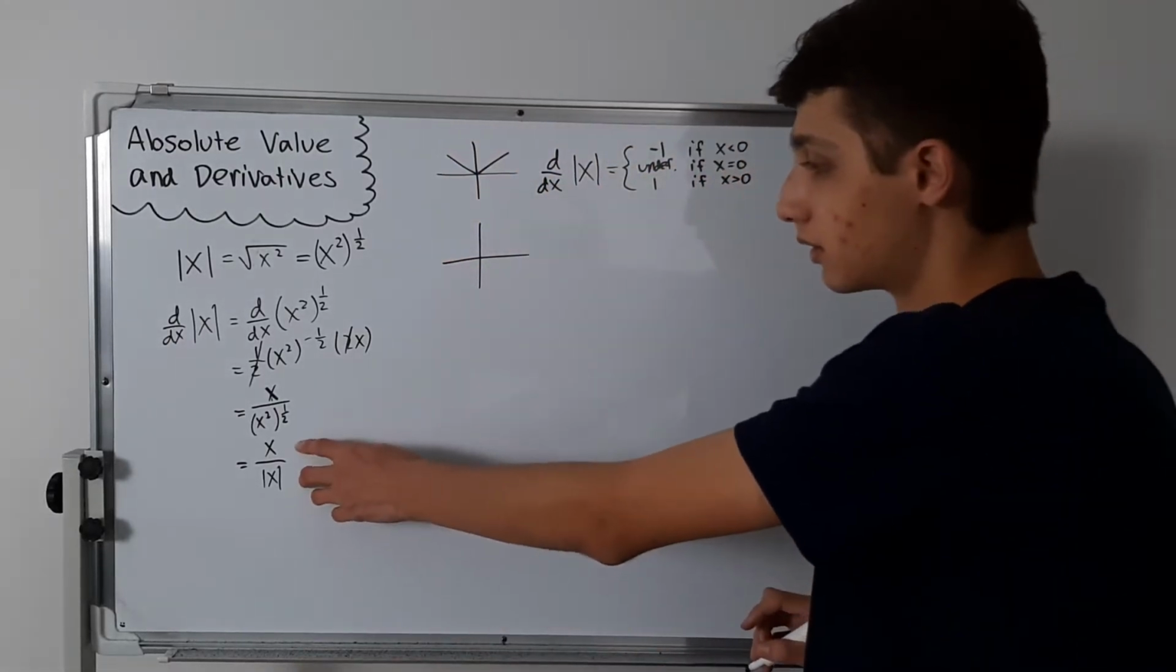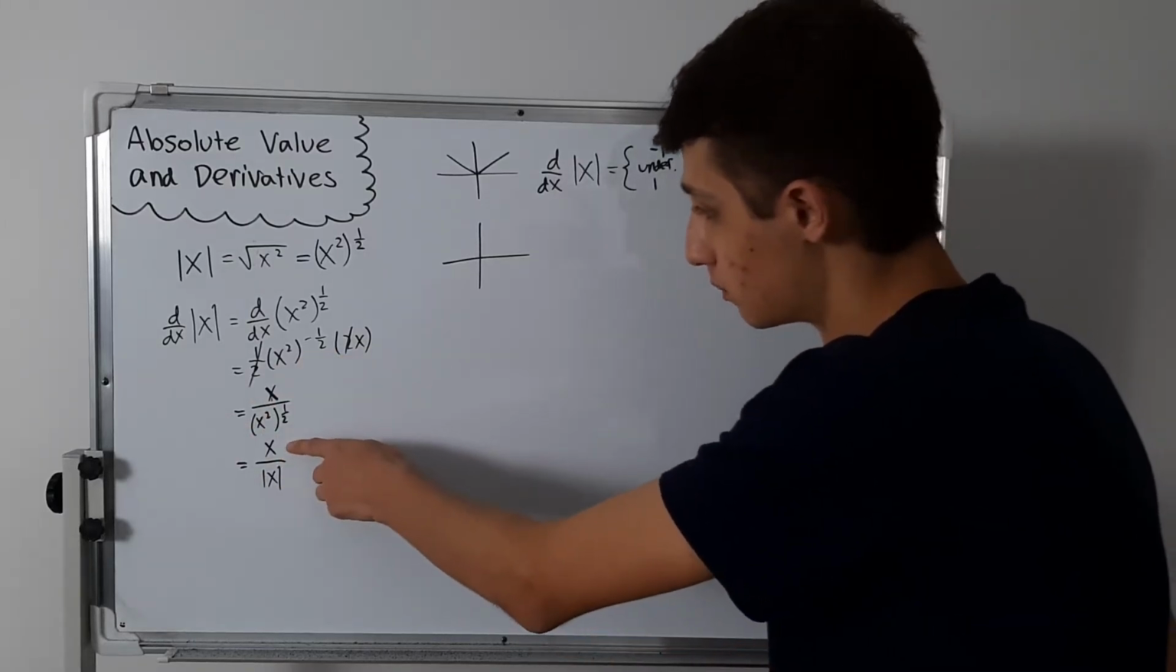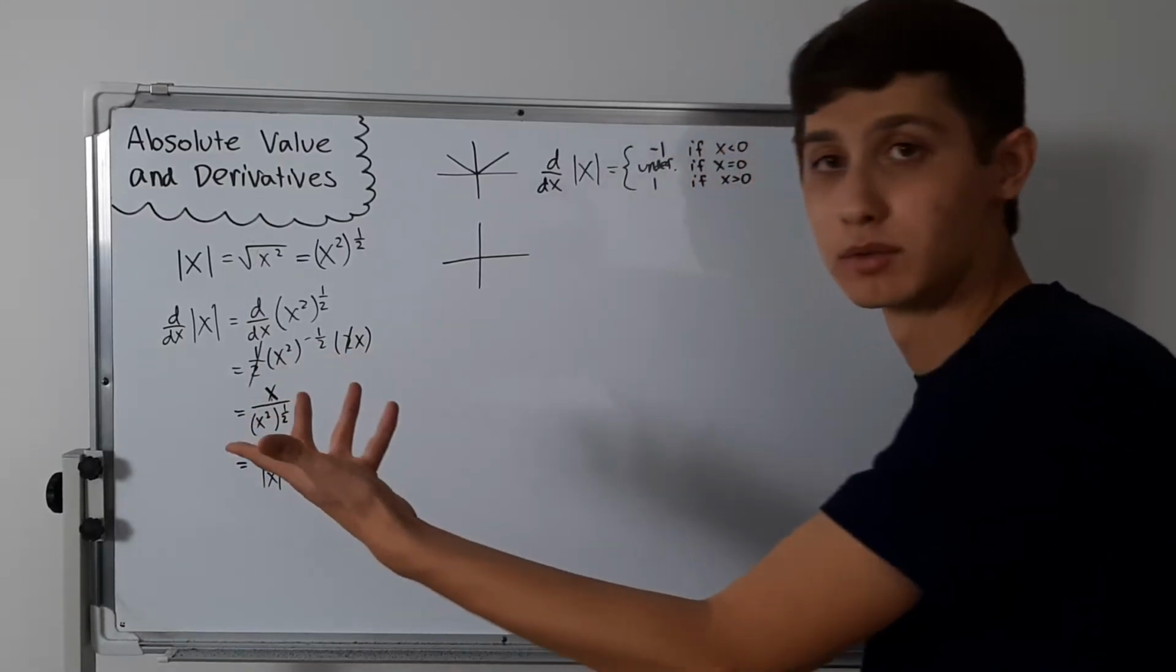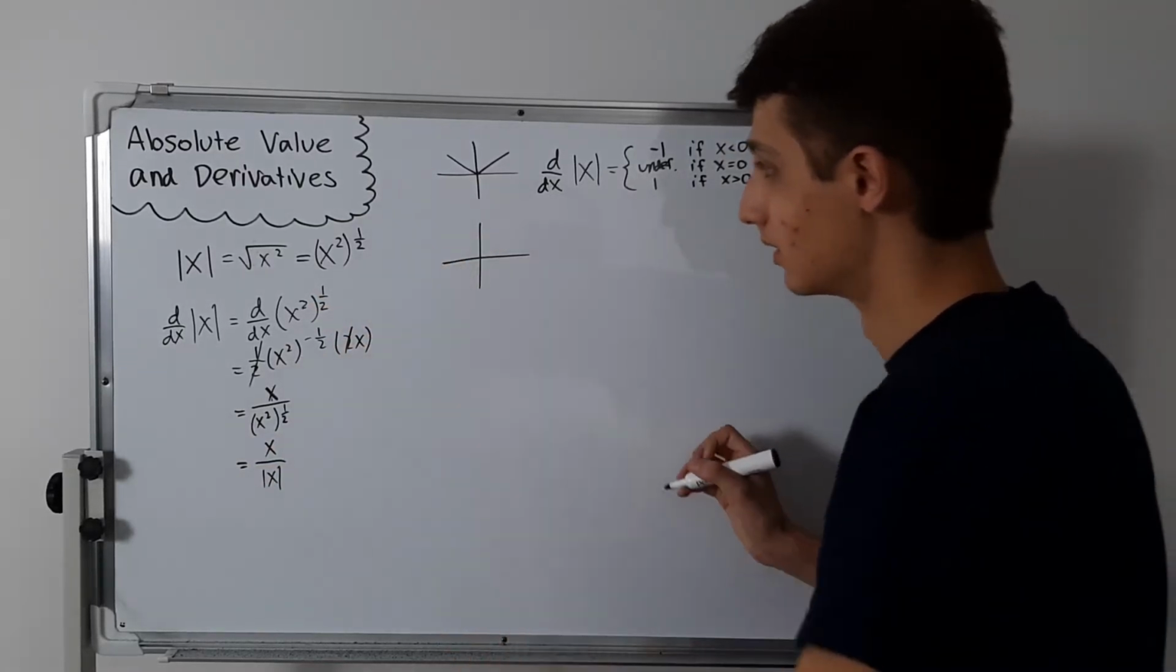for positive values, let's say 5 again, 5 over the absolute value of 5 is just going to give us 1, right?